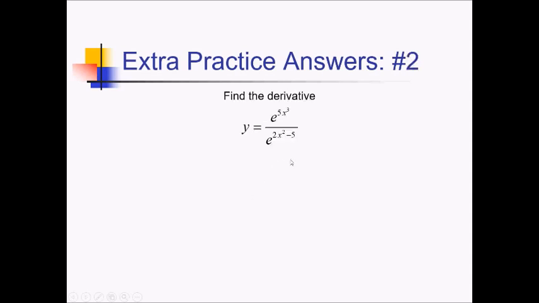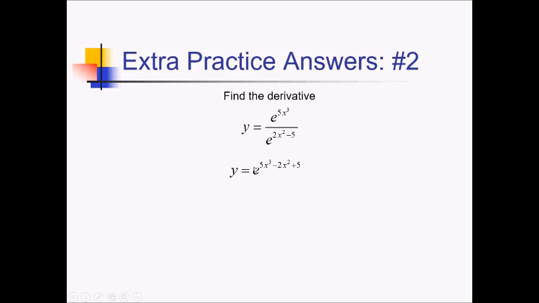To find this derivative, at first glance, this looks like it's going to be a quotient rule. But if you look closely, we have the same base, so we could actually use our exponent rules to simplify this before we take the derivative and completely avoid the quotient rule. So converting this to just one e to a power, we can subtract the exponents. This is going to be e to the 5x cubed minus 2x squared plus 5 if we subtract both of those exponential terms. And now we just have a chain rule.